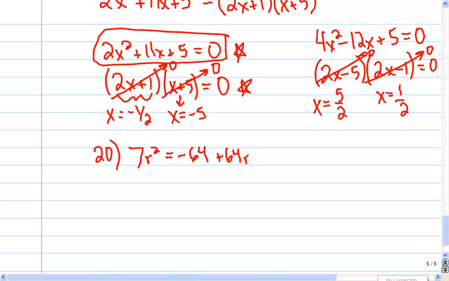Okay, so to set it up, the first thing we do is we go 7r squared minus 64r plus 64 equals 0. Now it's in a standard form that we can solve it. Okay. So you're probably going to want a calculator for this, because those numbers are going to start to get big very quickly. But 7 times 64, I don't think there's any common factors there.